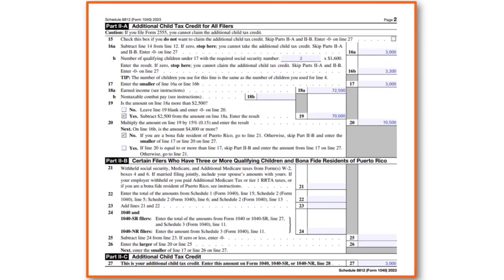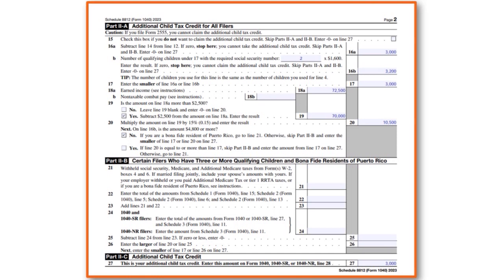Next, I want to show you on the screen here, we have Part 2A. So this is additional child tax credit for all filers. If we follow the instructions here, on line 16A, we put 3,000. The number of qualifying children under age 17, we put 2. When you multiply 2 by $1,600, you have $3,200, and you put that on line 16B. For line 17, we are entering the smaller of 16A or 16B. So the smaller of 3,200 or 3,000, that's 3,000.